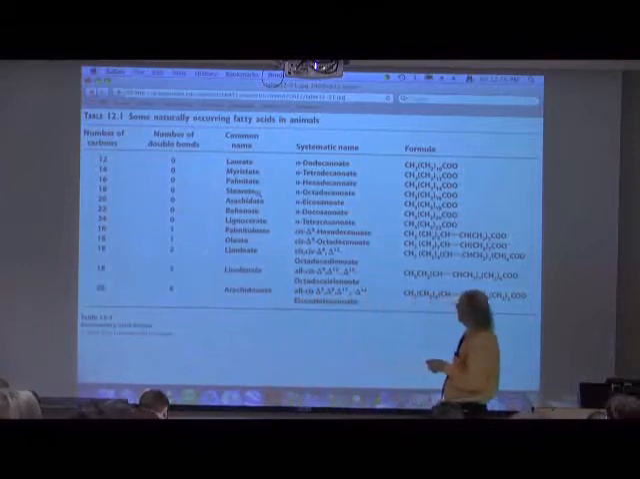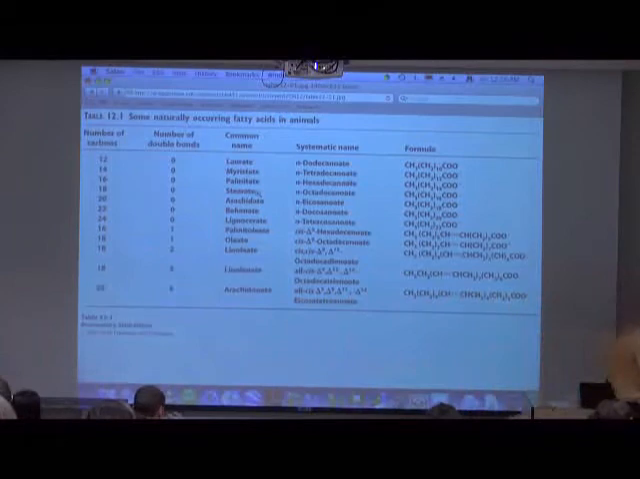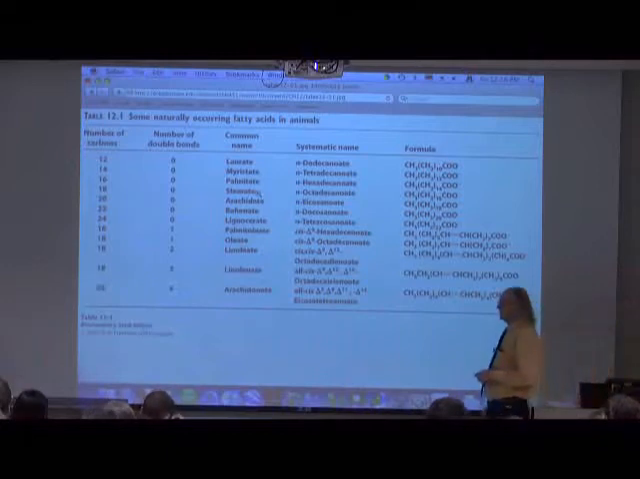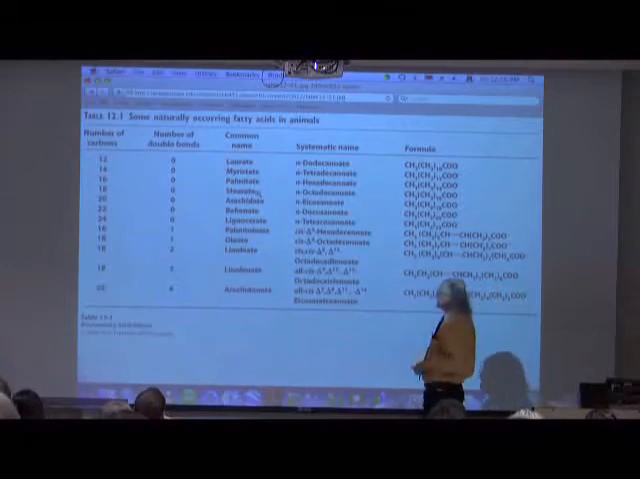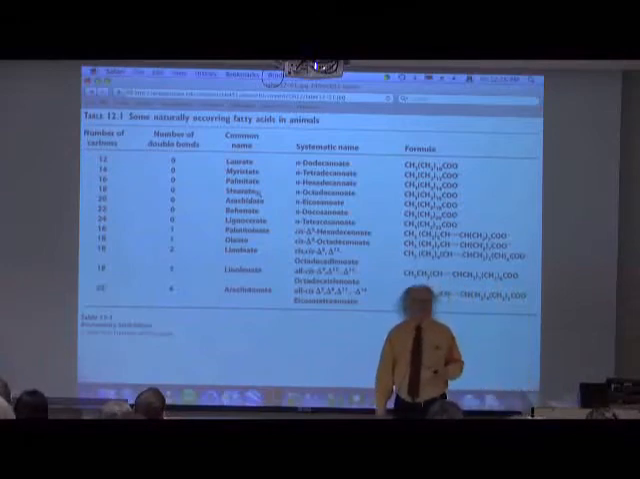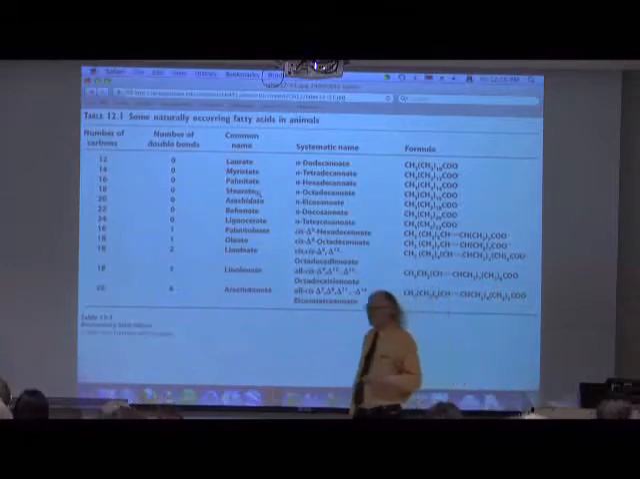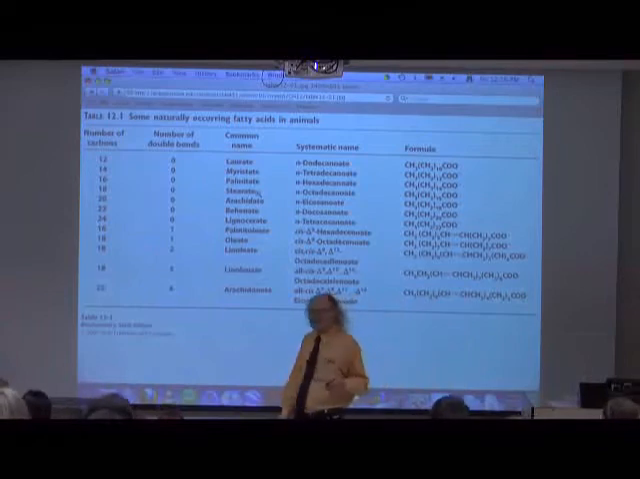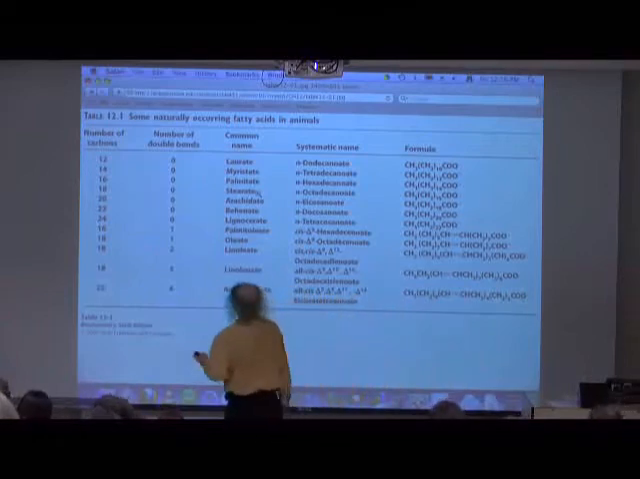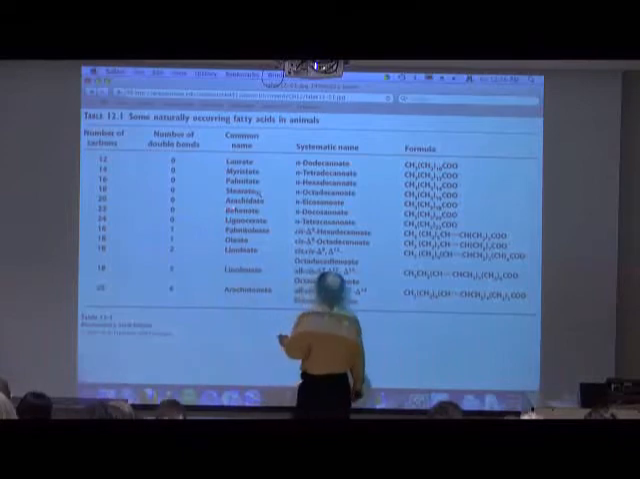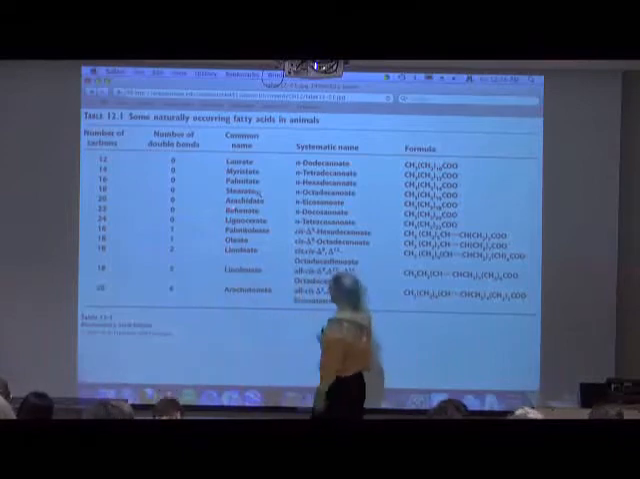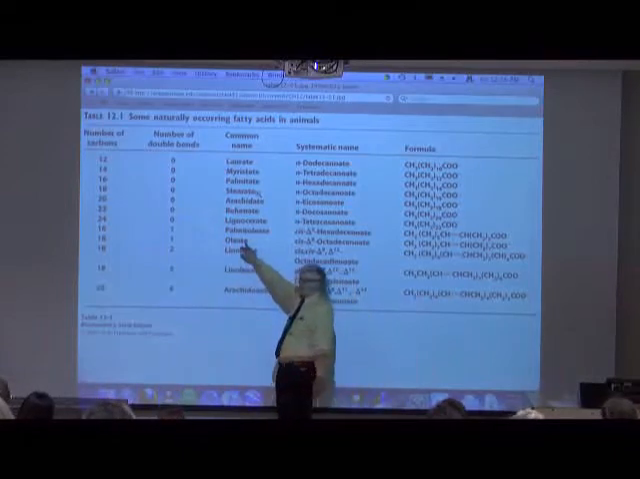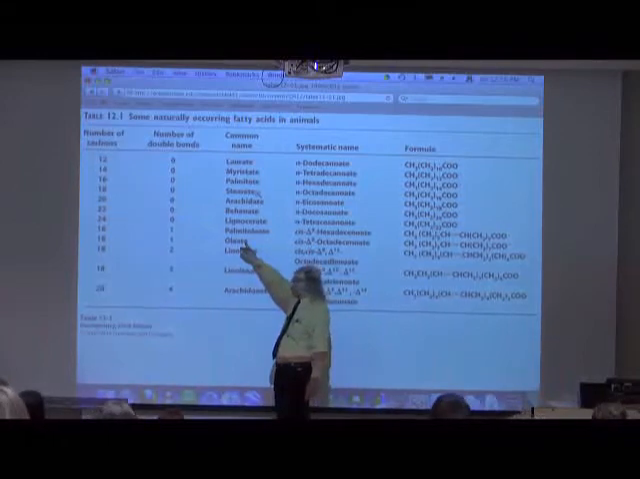You should know what palmitate is. We'll talk a lot about palmitate this term. Palmitate is a 16-carbon saturated fatty acid. Yes, I think you should know that. Stearate is an 18-carbon saturated fatty acid. It derives its name from steers, where we get saturated fatty acids. Oleate is 18 carbons with 1 double bond at position 9.